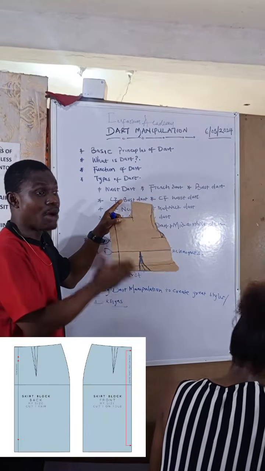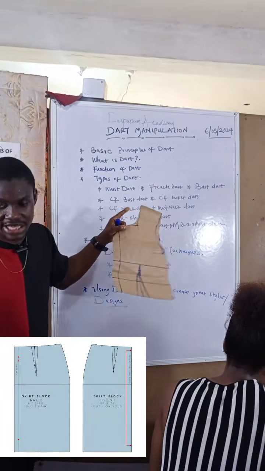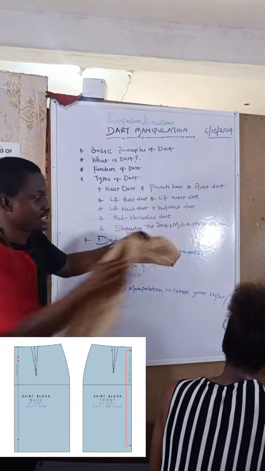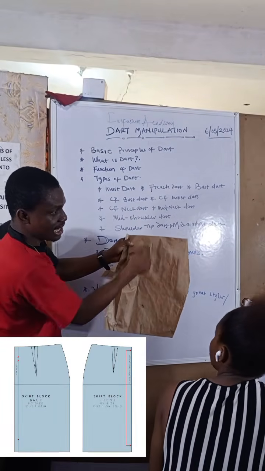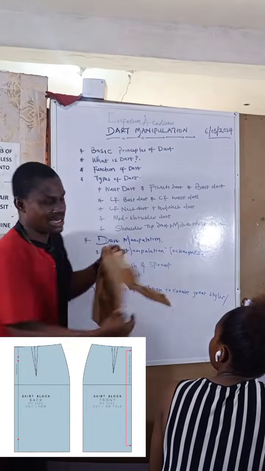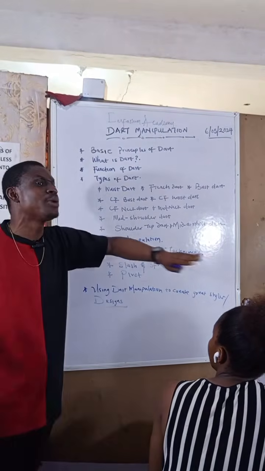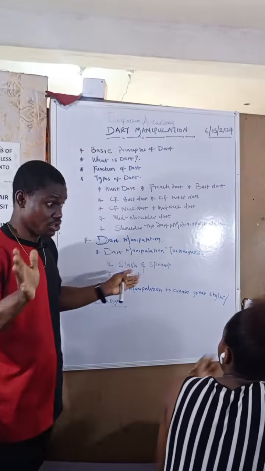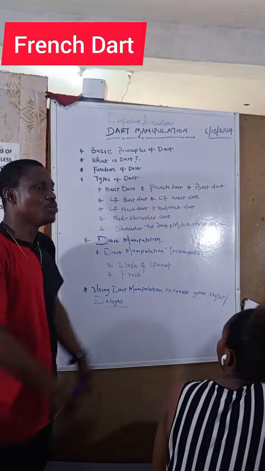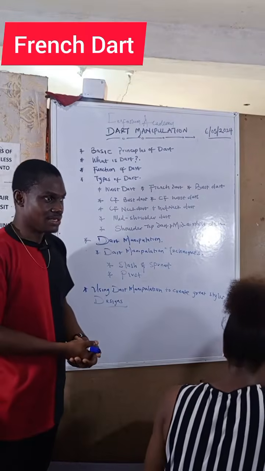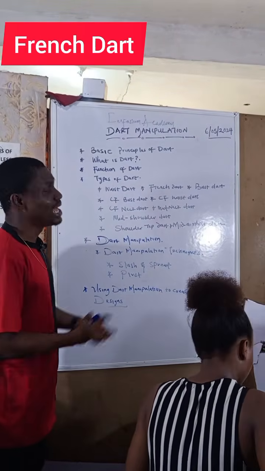Do you understand? You see it on the skirt. Now look at it. If you can see this very well, there is a dart here. Are you seeing it? This is a lower waist dart. Okay, so that is the commonest dart that almost everybody knows. Do you understand? Okay, so the second one is the French dart. I know most of us don't know the French dart, but I'm going to explain it.